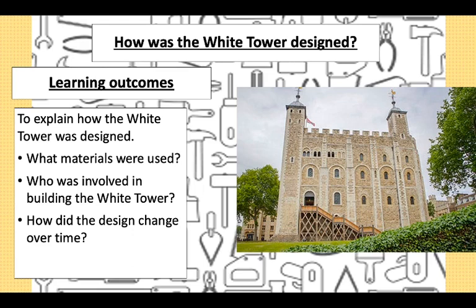So today's lesson is going to be about how was the White Tower designed. So our learning outcomes today are going to be the following. We're going to be able to explain how the White Tower was designed, look at what materials were used, who was involved in the construction and the designing of the White Tower, and how the design of the tower changed over time. And then we'll finish our lesson off by completing an extended writing question to show how much you have understood today's lesson.